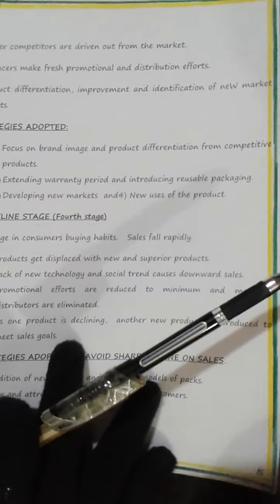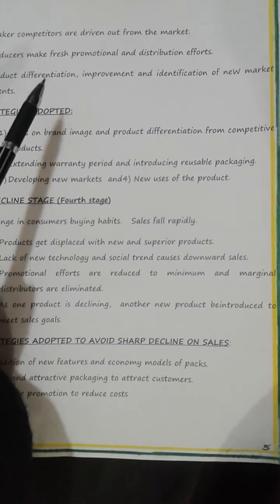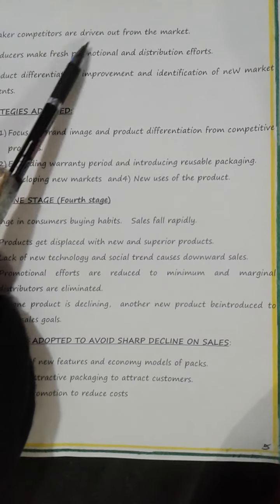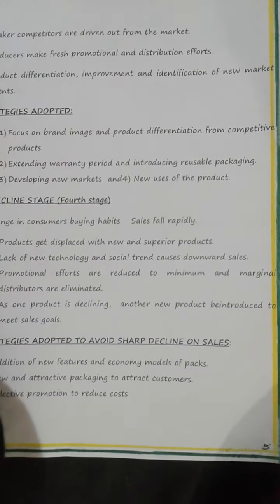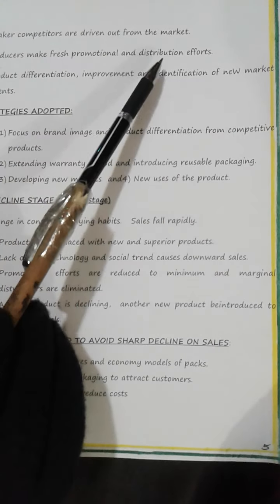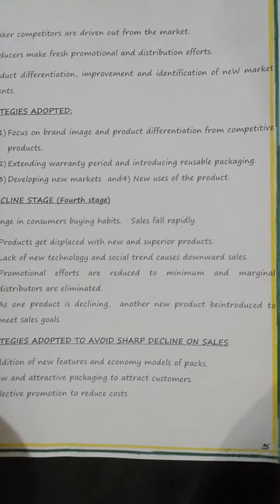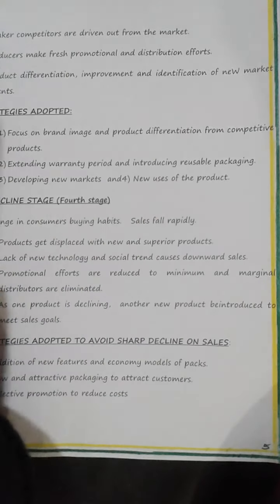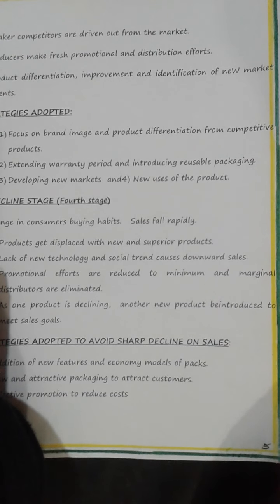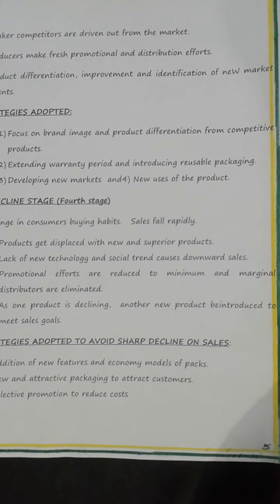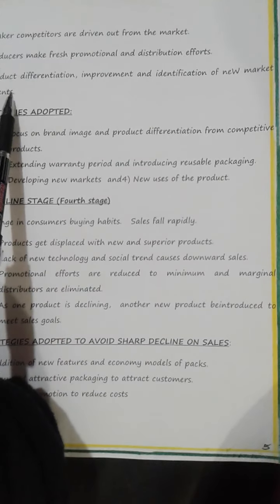Now, the next one is that weaker competitors are driven out from the market. So there is tough, cutthroat competition. Weaker competitors are driven out from the market. Producers make fresh promotion and distribution efforts, promoting sales and creating markets. Product differentiation is very important, children. Improvement in the product. Identification of new market segments is also taken care of because different levels of buyers are found. So you must have market segments in order to cater to the buyers' needs.